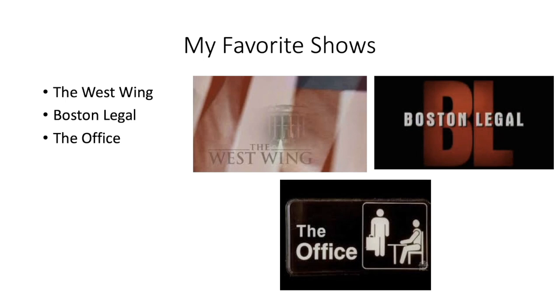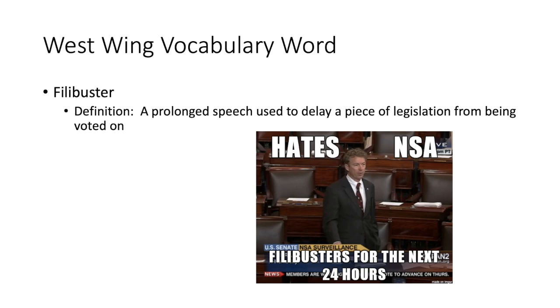The West Wing follows a presidential administration. Boston Legal talks about the lives and stuff like that of a bunch of lawyers in Boston. And The Office is a mockumentary series about a made up paper company in Scranton, Pennsylvania. So, we're going to start off right off the bat with The West Wing. As the title of the show makes itself known, there's going to be a lot of heavy duty government and government related vocabulary in this. Okay, it's going to be quite abundant.